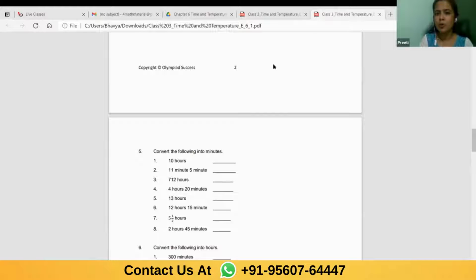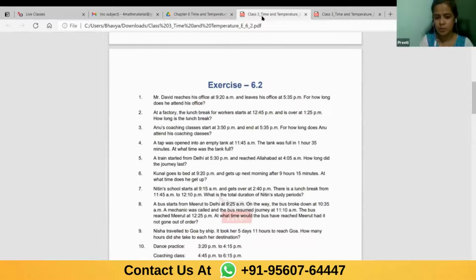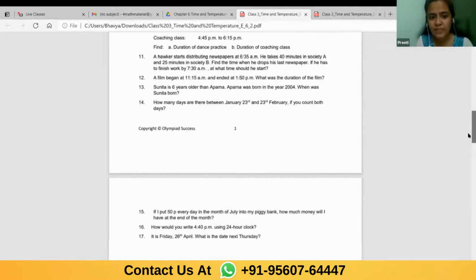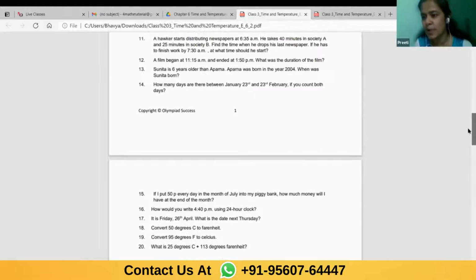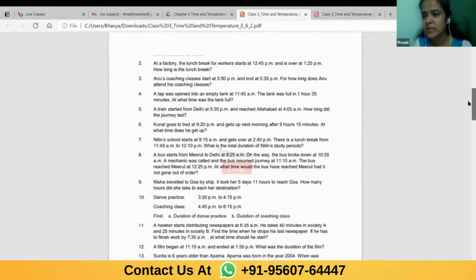Right. Now shall I go on to 6.2? You have to solve the answers with me right now. Once you solve 6.2, we are leaving temperature questions. First, we will finish time. If we are able to finish time today, and I will give you 6.3 also for practice, then only will I move on to temperature, because temperature formulas are different from time.